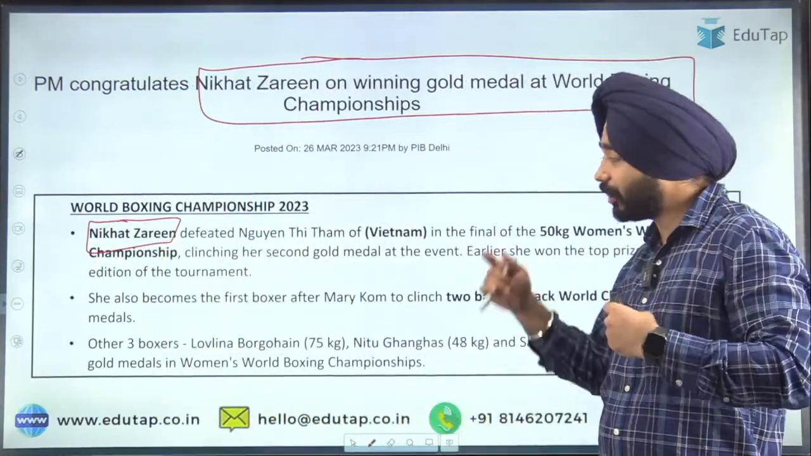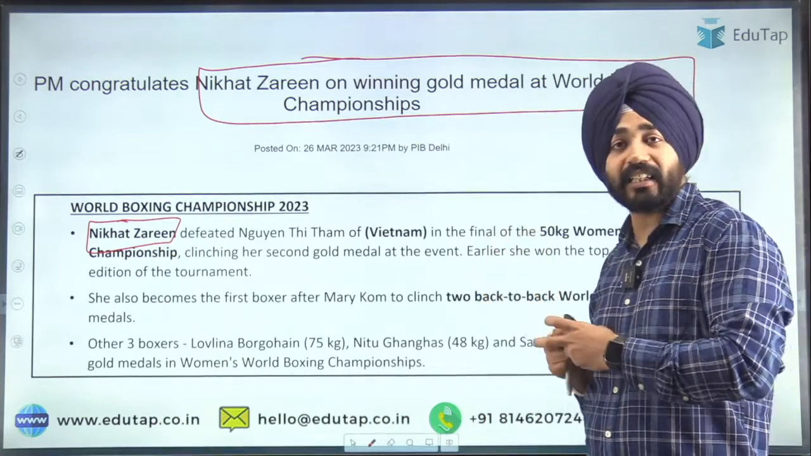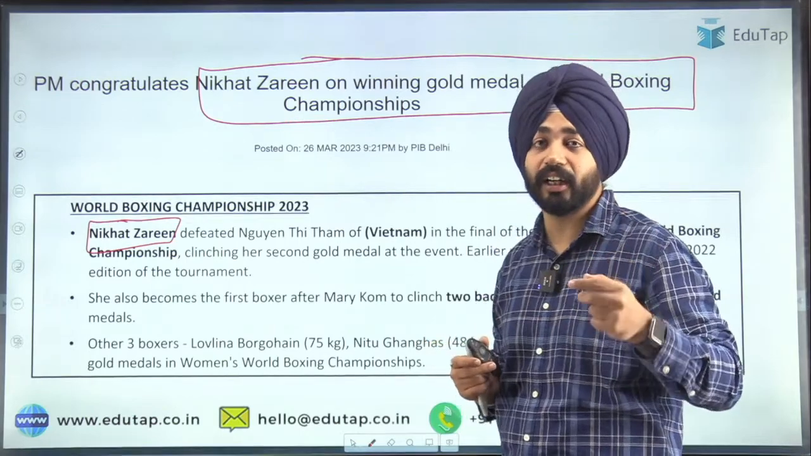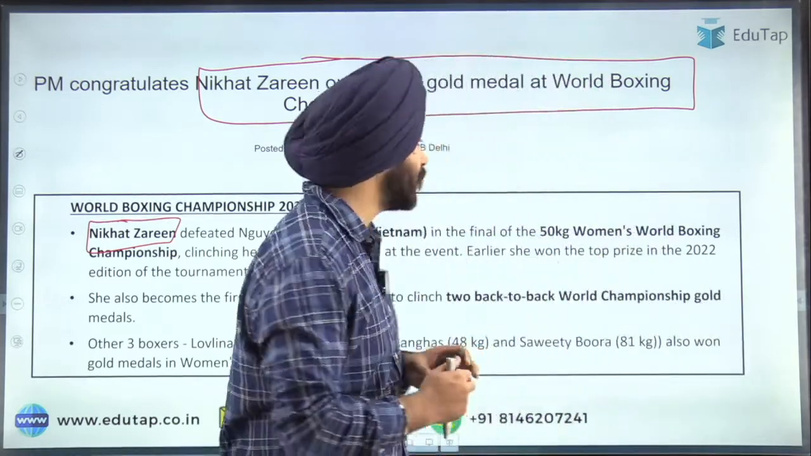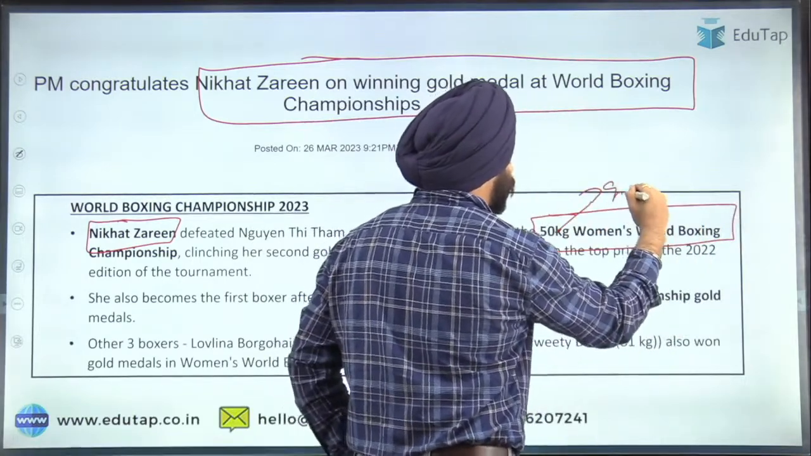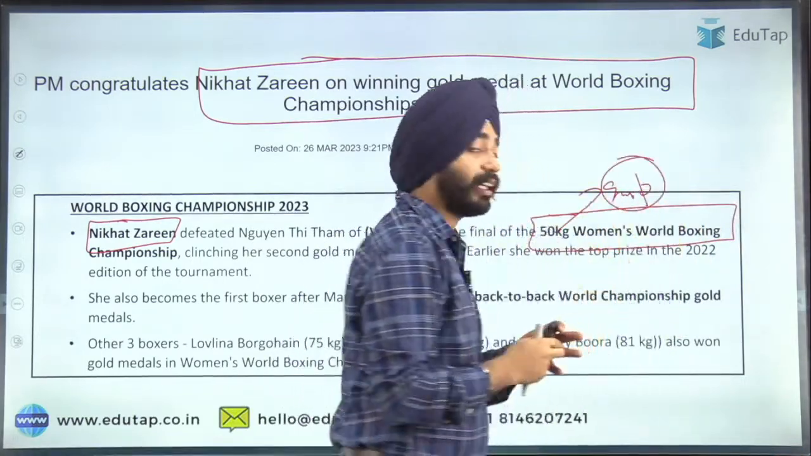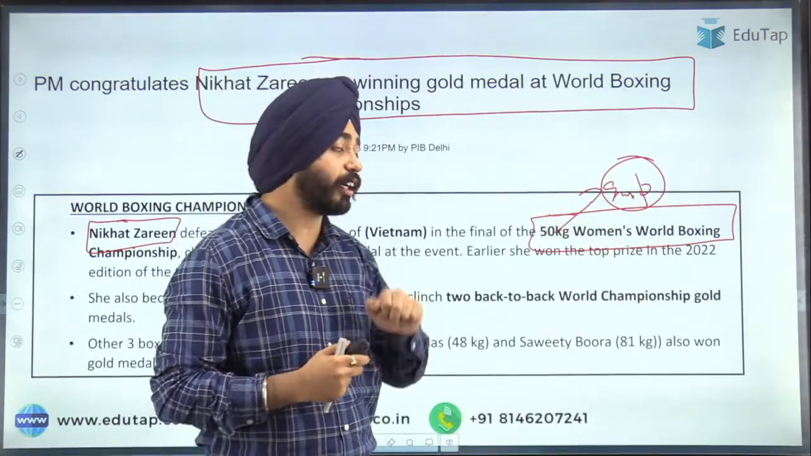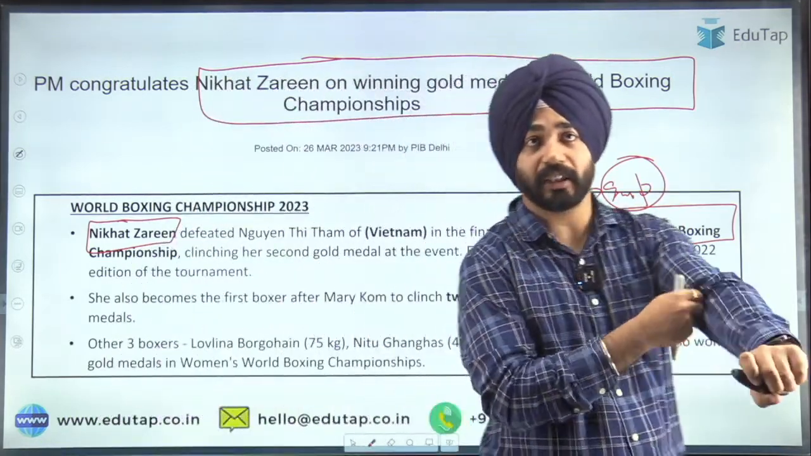Guys, the important thing for her is that she has won the gold medal at the World Boxing Championship for the second consecutive year, and her weight category is 50 kg. So not just the name, her weight category is also important. That is Nikhat Zareen's weight category, the 50 kilogram weight category, is the important thing here.